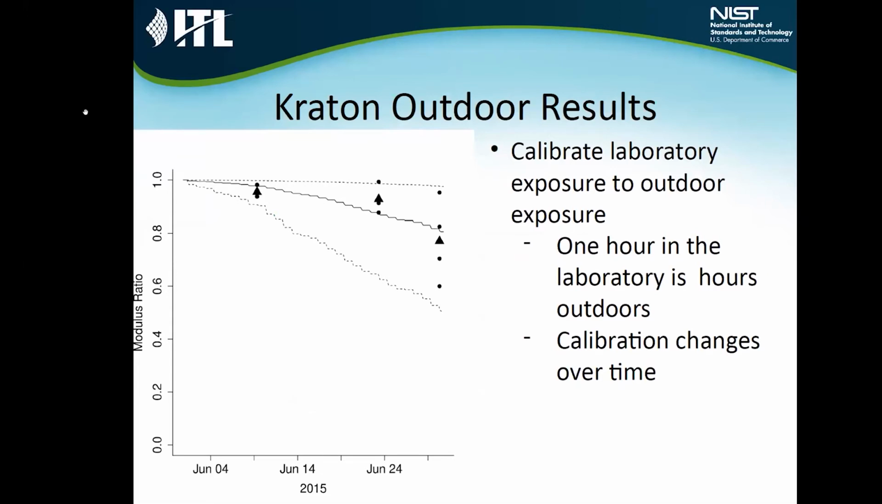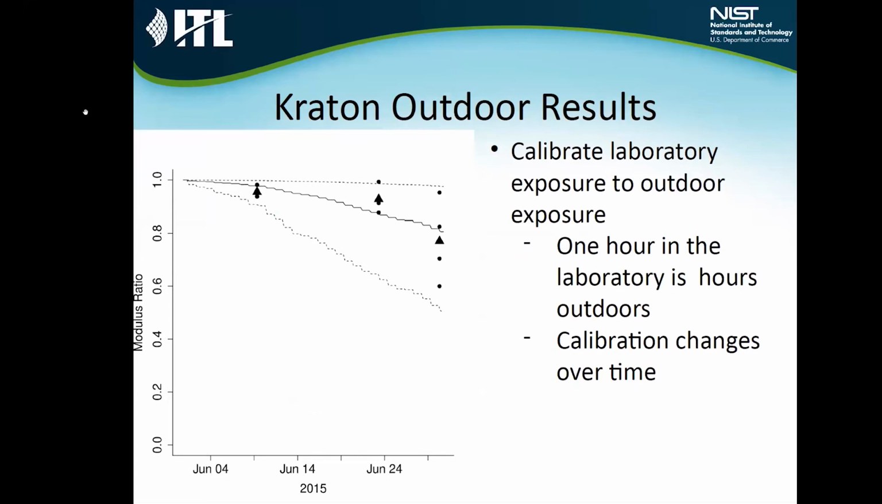So here is a comparison of the outdoor predictions for the Kraton sealant to what was actually observed outdoors. I didn't describe the axes on the last plot, so I'll fix that, and I'll describe the axes on this plot since they're the same as the previous plot.